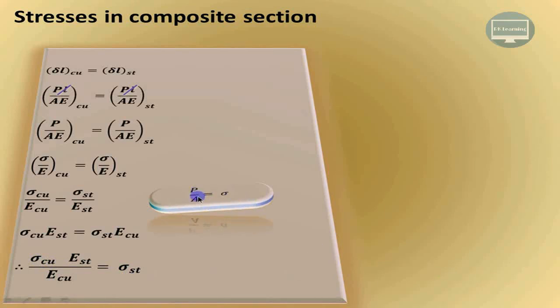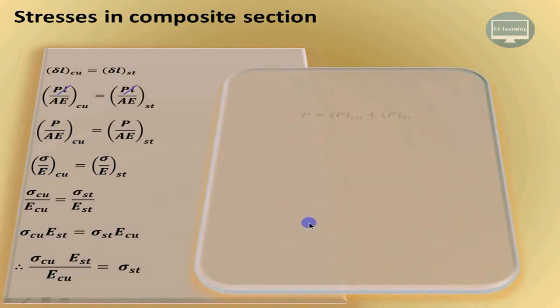So we know that stress is nothing but what? It is load upon area. So over here P upon A is nothing but sigma, and that value we have substituted over here. Now the second important condition is that the total axial load which is acting on the composite section will be, some part of that will be shared by the copper tube, plus some part of that particular load is shared by the steel bar. Again we know that load is equal to stress into area. So in place of P we have substituted sigma into A.